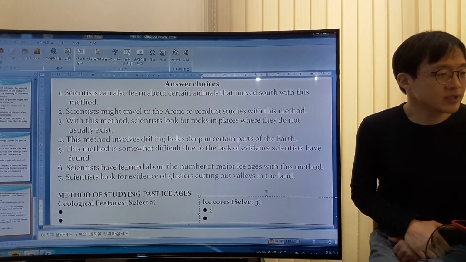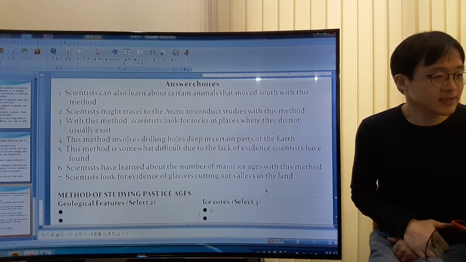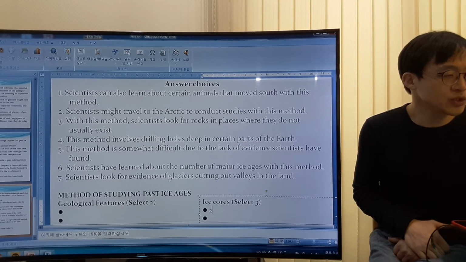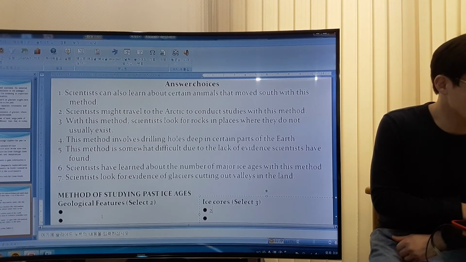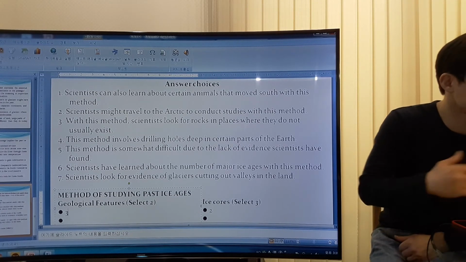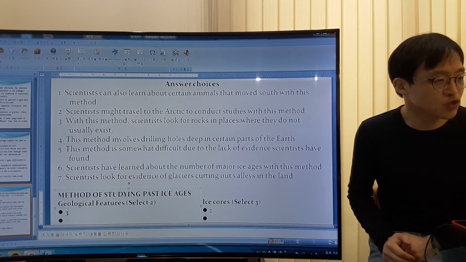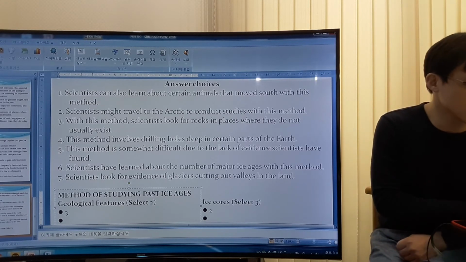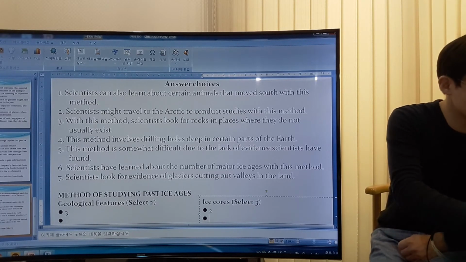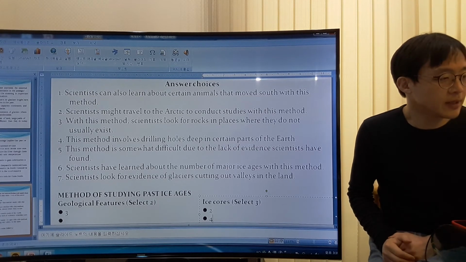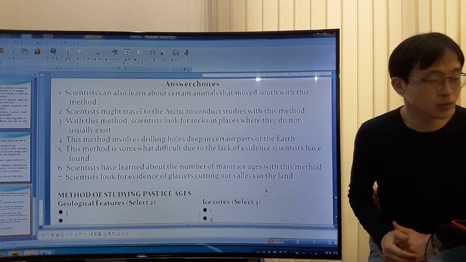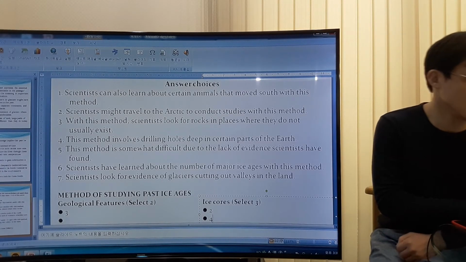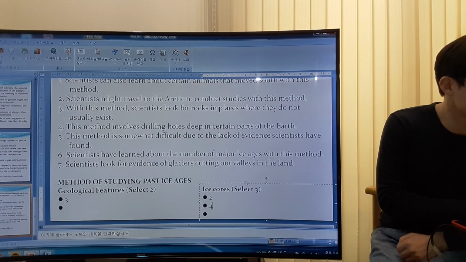With this method, scientists look for rocks in places where they do not usually exist. This was what? Geological features. This method involves drilling holes deep in certain parts of the earth. Drilling holes is what? Ice cores. This method is somewhat difficult due to the lack of evidence scientists have found. This is what? The fossils, right? So it's not going anywhere.